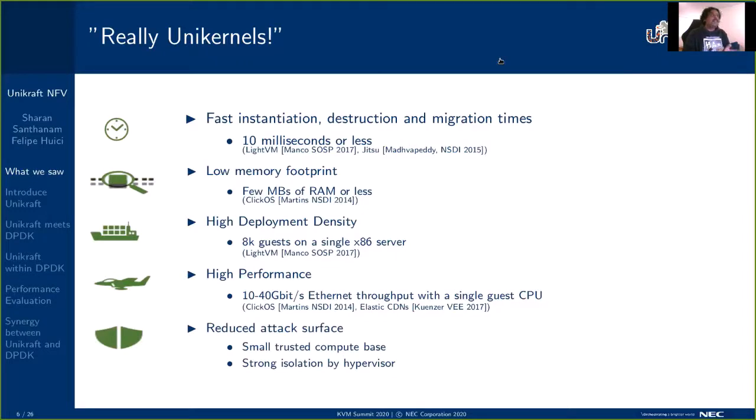And also, since we are only baking what is necessary for an application into the final image, it has a reduced attack surface because it contains only what an application needs. And also, since it has only those necessary components, it has a smaller trusted computing base as such.